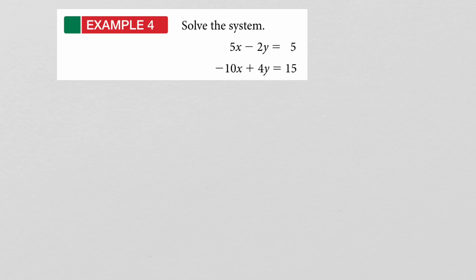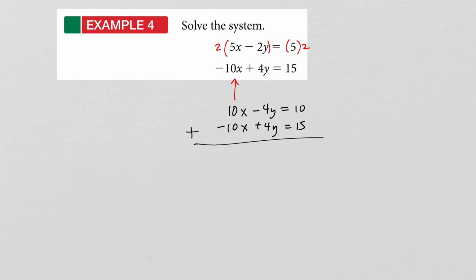So again, if I want to solve this, I can recognize that to get rid of the x's here, all I would have to do is multiply this first equation by positive 2 on both sides. And that's because 2 times 5x is 10x, and then 2 times negative 2y is negative 4y, and 5 times 2 is 10. And then you can see the second equation here. And when I add these together, the x's cancel out, but also notice that the y's cancel out as well.